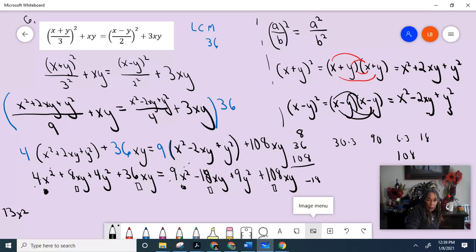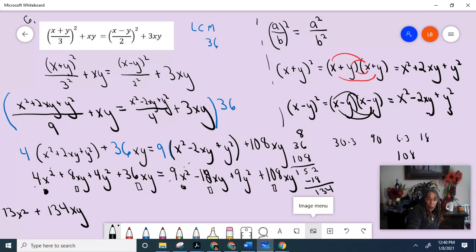So what I've got is 8 plus 36 is 44, plus 108 is 152. 152 minus 18 is 134. If I did the math right, and I did because I recognize the answer, it's 134xy.